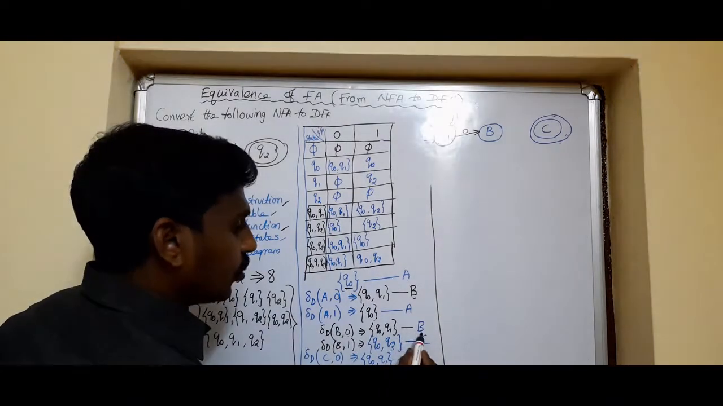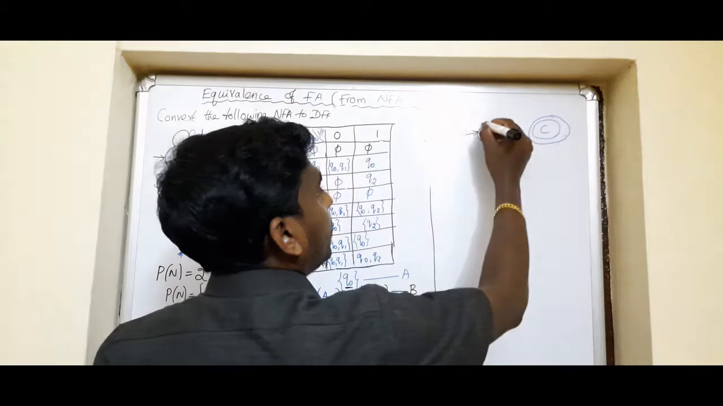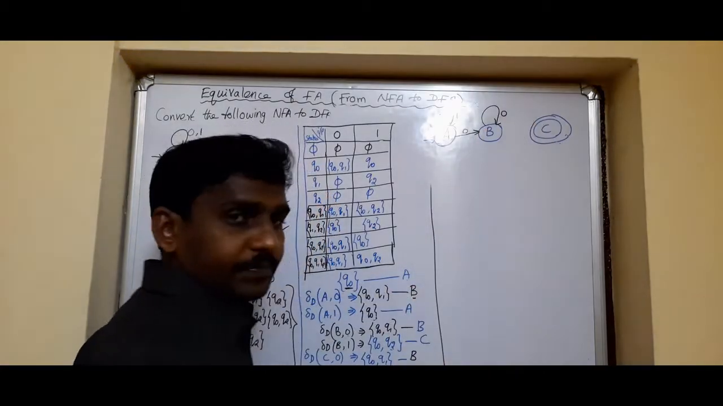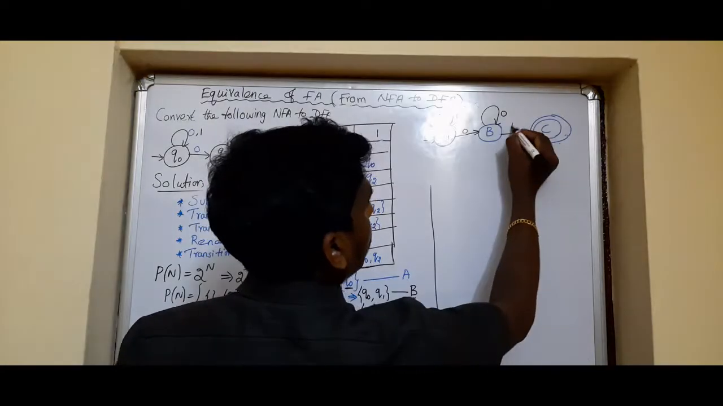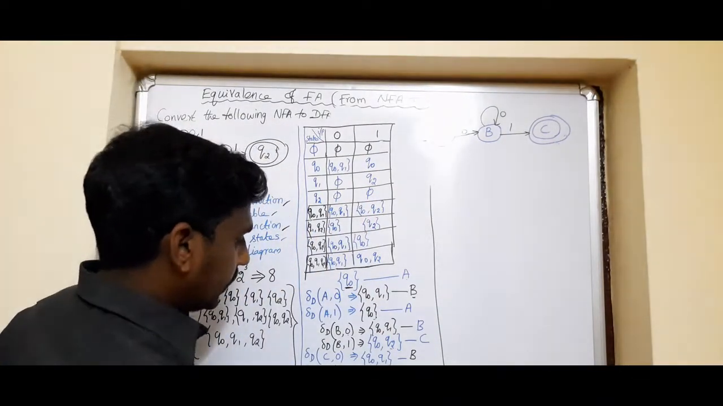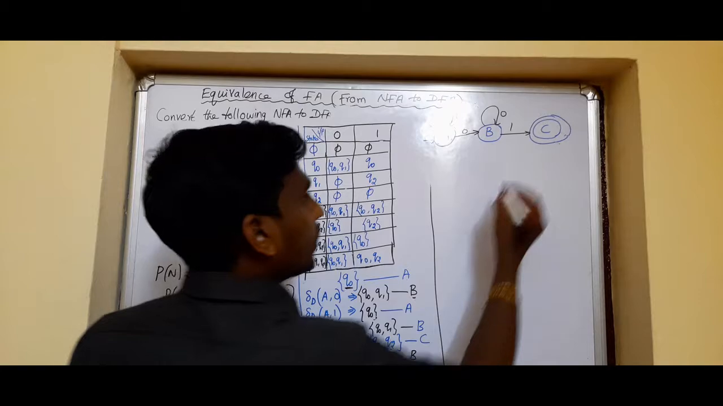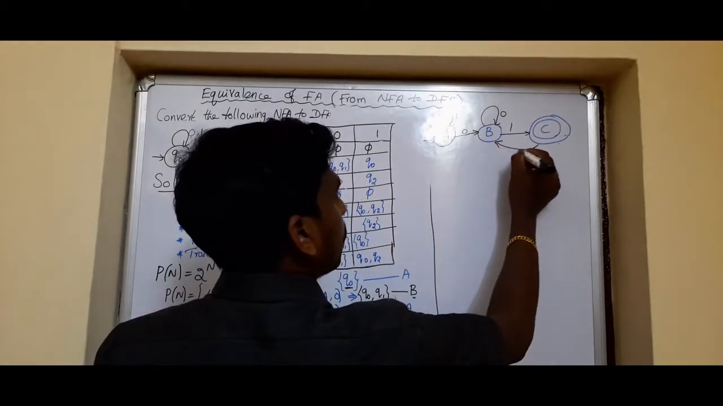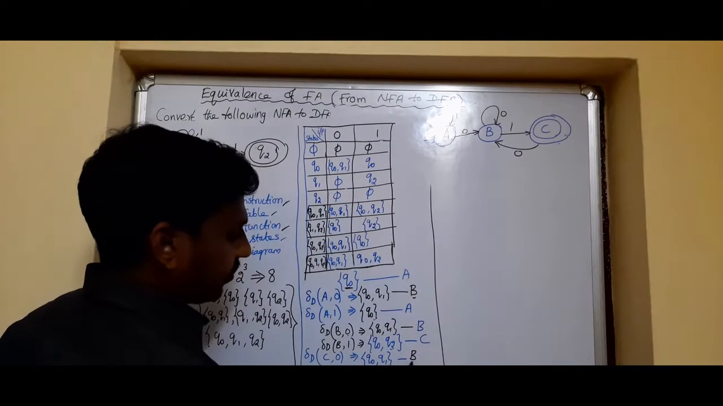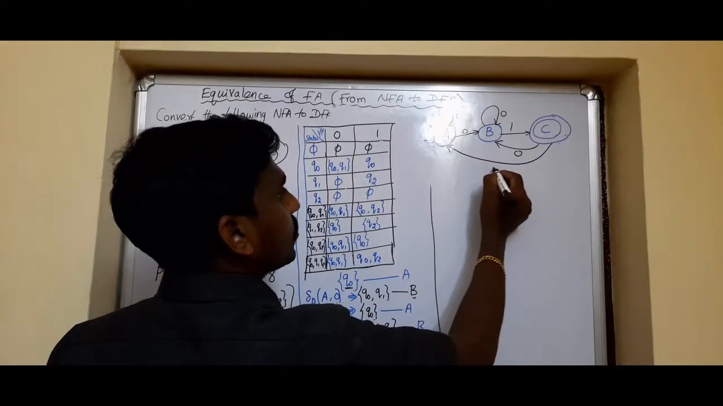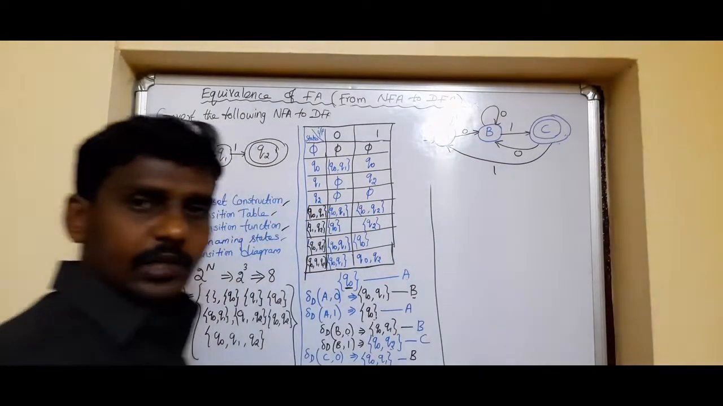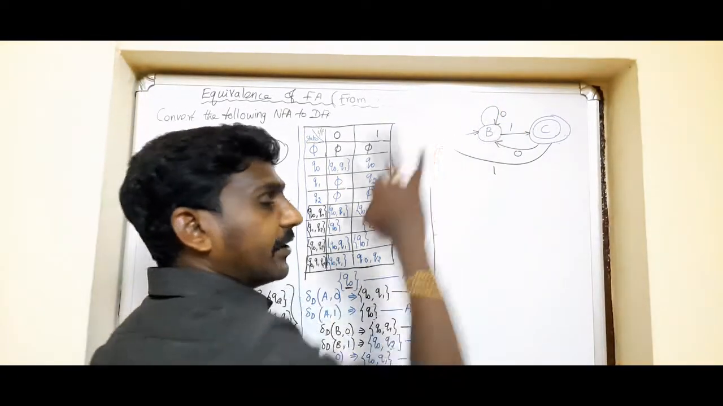And B reads 0 and goes to B. And B reads 1 and goes to C. And C reads 0, B. So C reads 0 and goes to B. C 0, B. C 1, A. So C reads 1 and goes to A. Okay, so now this is a DFA.